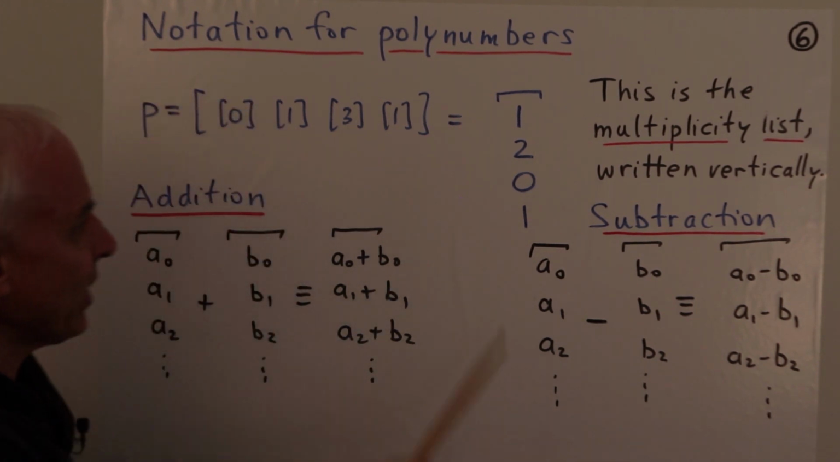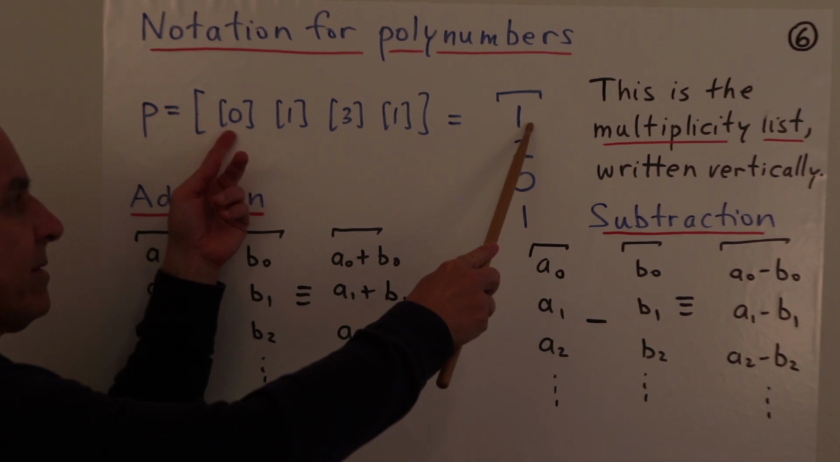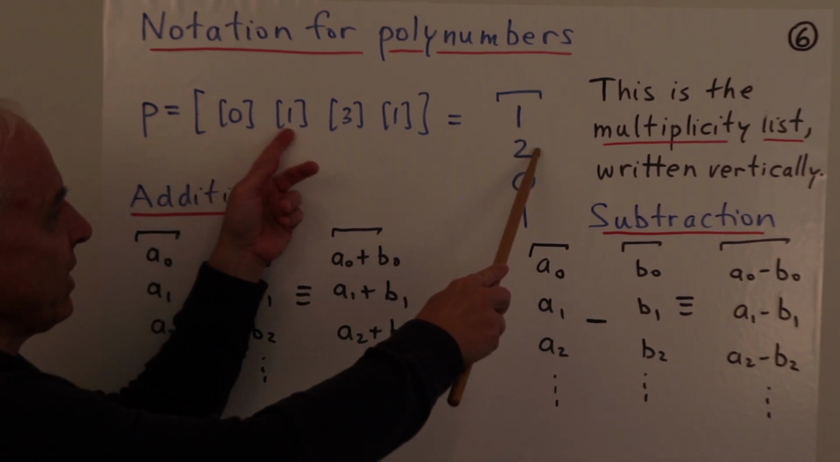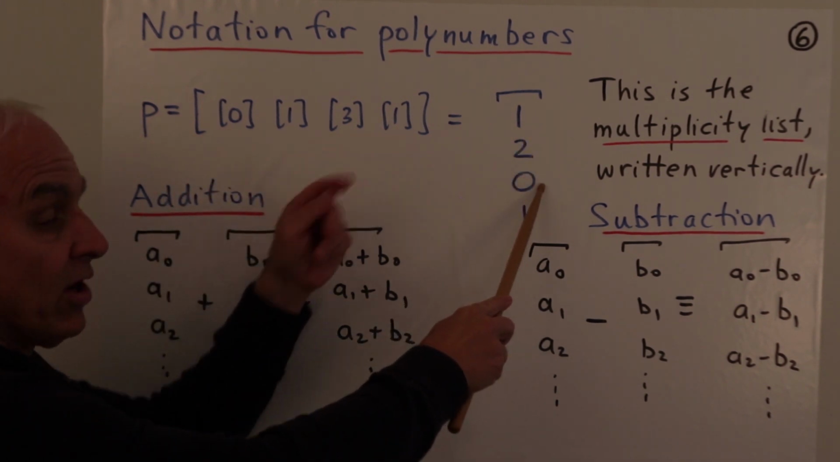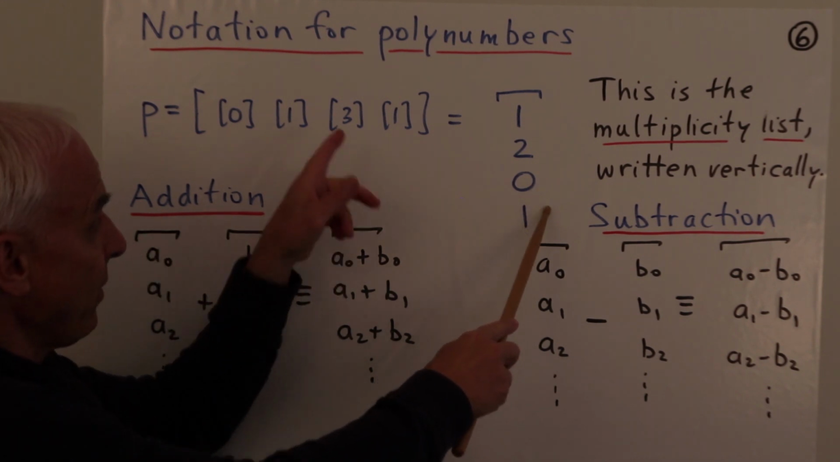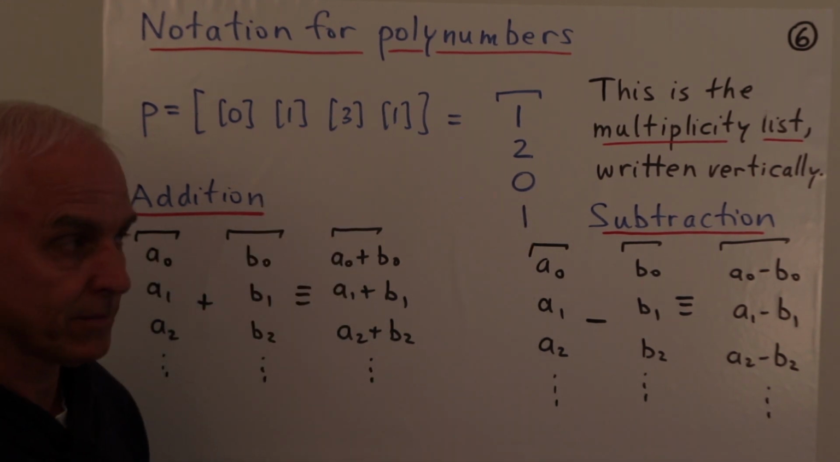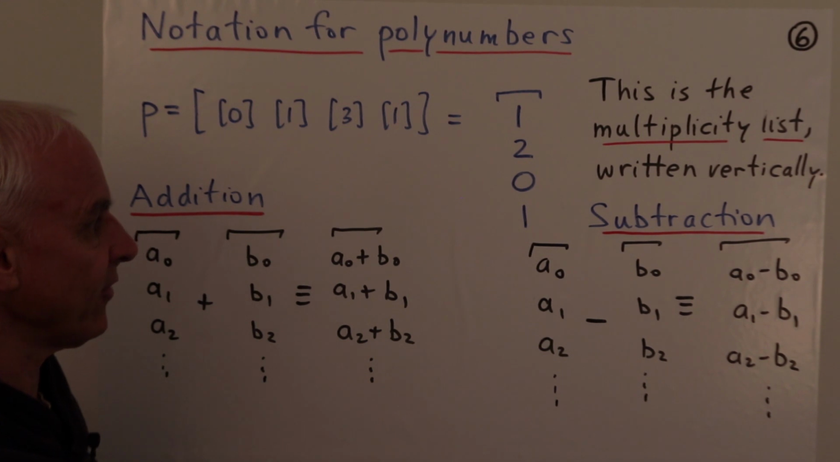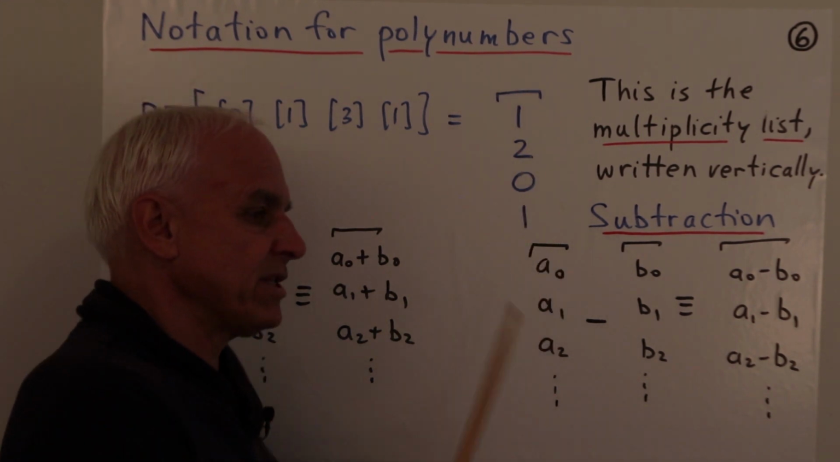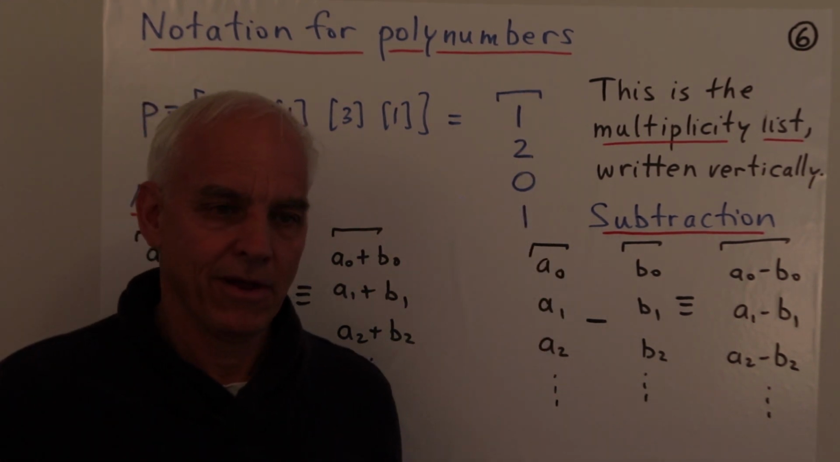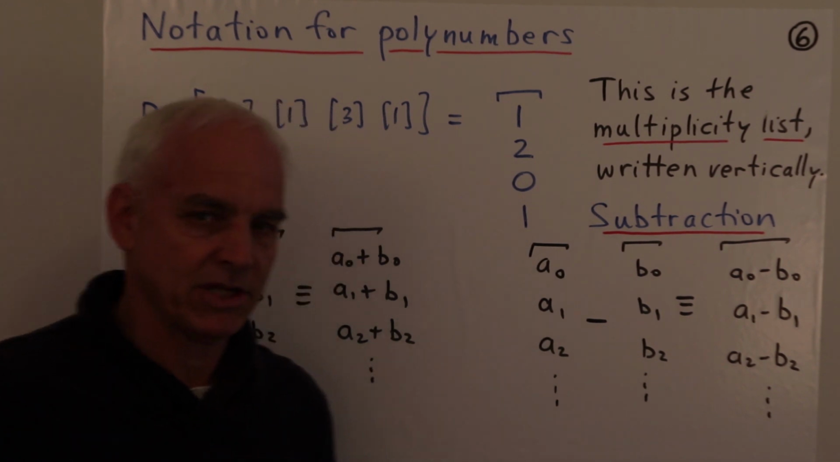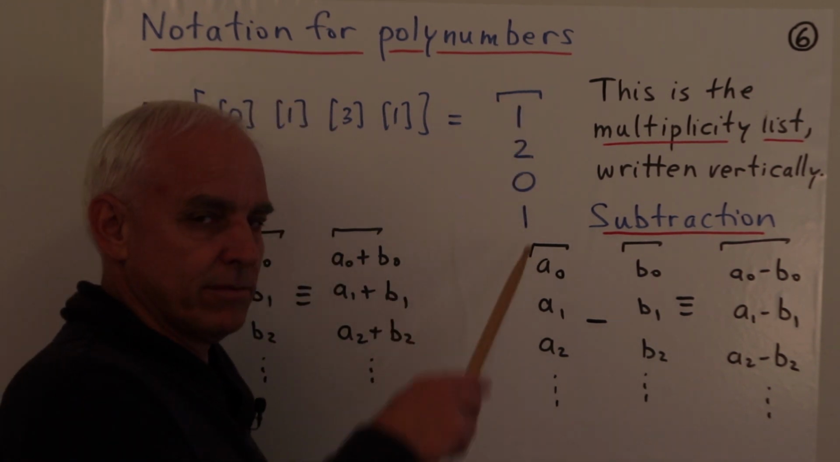It's just what I use to alert us to the fact that we're talking about a polynumber and not something else. So this tells us that we have one singleton 0. We have two singleton 1s. We have 0 singleton 2s, and we have 1 singleton 3. That's a multiplicity list. That's a way of representing a polynumber. So if I write down a polynumber, typically this is the way I'd like to write it down.